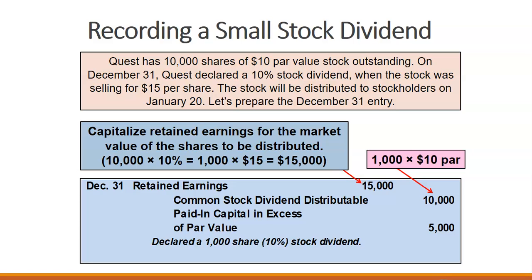We are going to debit retained earnings for the market value of those shares of stock. We're going to create a common stock dividend distributable at par, and then record that we have paid in capital in excess of par value.